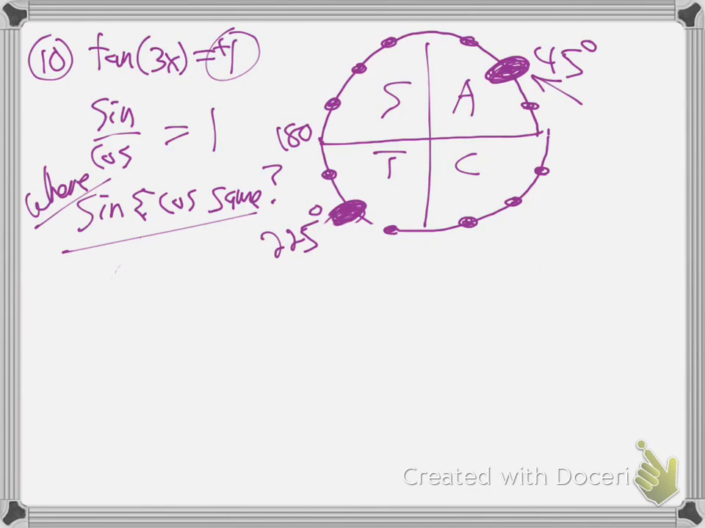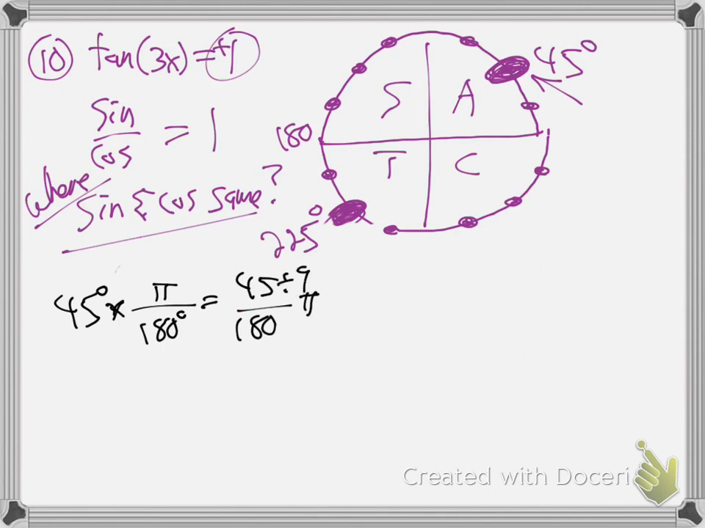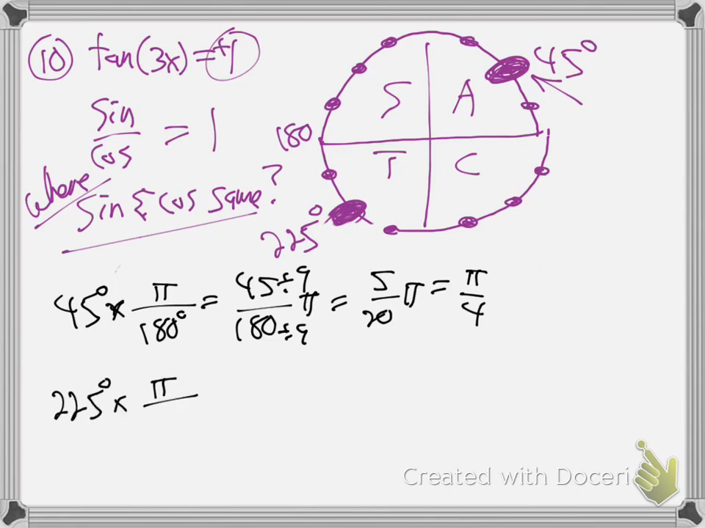All right, so what do we got? We've got 3x is equal to... oh, we got to convert them first. 45 degrees times pi over 180. It's 45 over 180 pi. Divide by like 9. That'll be 5/20th pi, which is pi over 4. And take the 225 times pi over 180. 225 over 180 pi. Reduce that thing. I don't know what goes in there. Divide by something. 5, I don't know. 5?